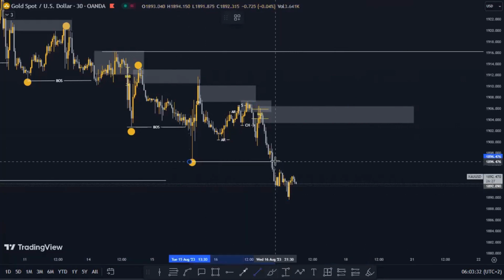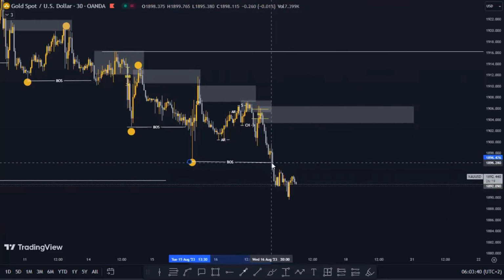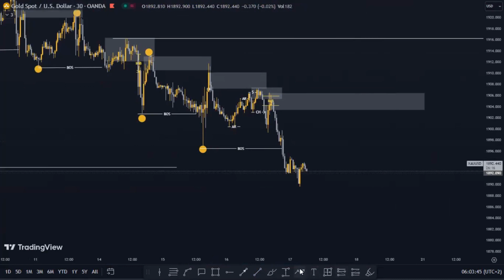So this is the one I'd like to go with now. Come on, there we go. So we have break of structure here. So what are we anticipating next from gold? Let's look for more selling opportunities.